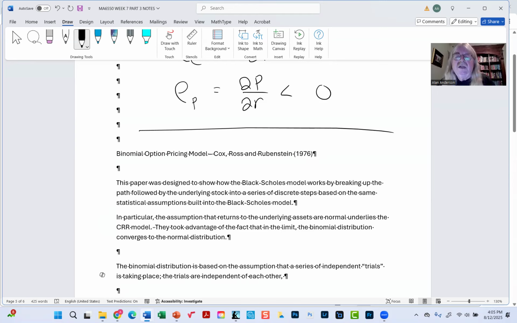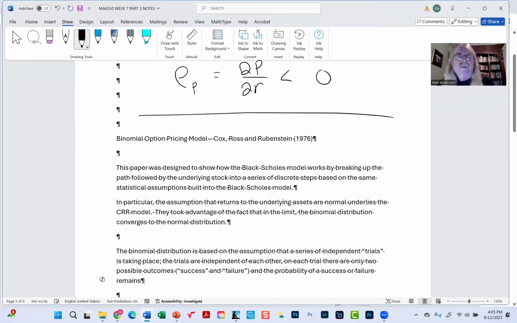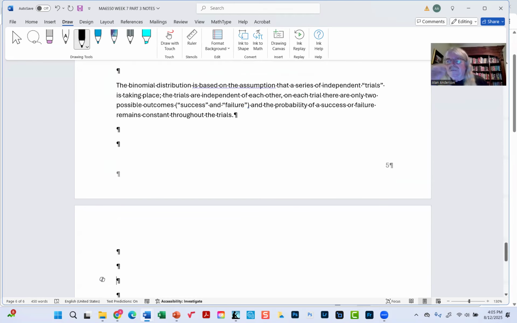And even more importantly, on each trial there are only two possible outcomes. They're called success and failure. And the probability of success or failure, for that matter, remains constant throughout the trials. Okay, if we have enough trials, the distribution converges in the limit to the normal distribution.